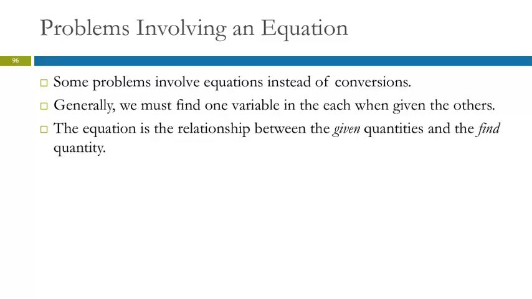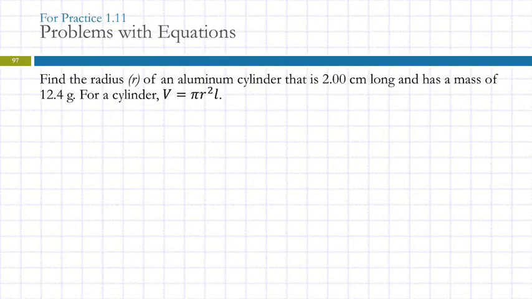Well, sometimes we do have problems that involve an equation, like converting temperatures. And usually the way this works out is there's variables in the equation, and they give you values for all but one, and then you have to solve for the missing one. So here's an example using the volume of a cylinder.